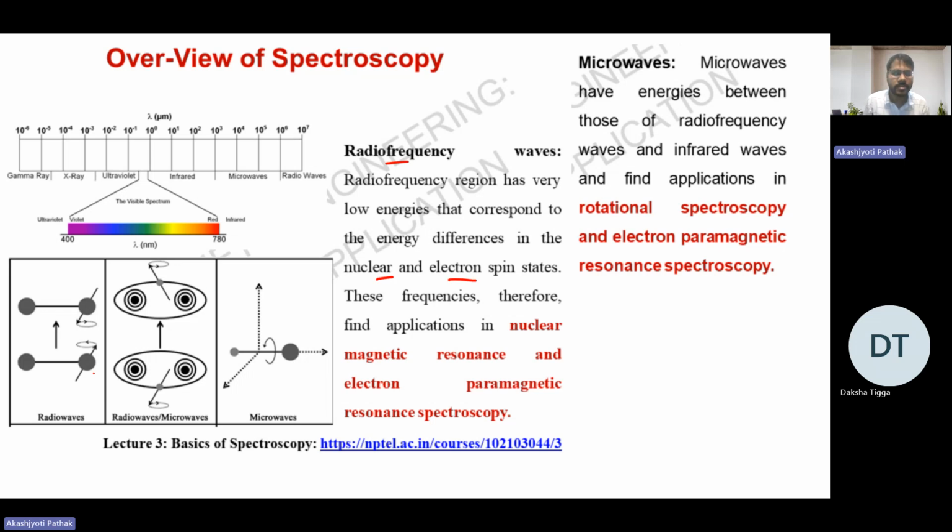Without going into too much detail, radio frequency will help in understanding the transitions which are taking place in the nuclear and electronic spin states, and these frequencies will therefore find application in nuclear magnetic resonance and EPR spectroscopy, electron paramagnetic resonance spectrometry. Now, microwaves have energies between those of the radio frequency waves and the infrared waves, and find application in rotational spectroscopy and electron paramagnetic resonance spectroscopy.